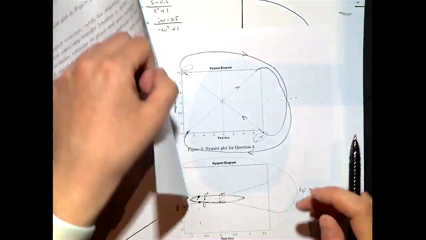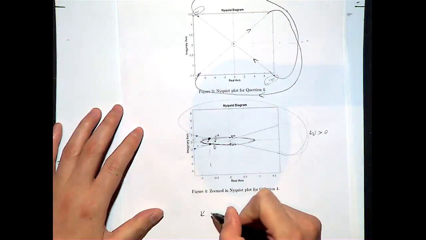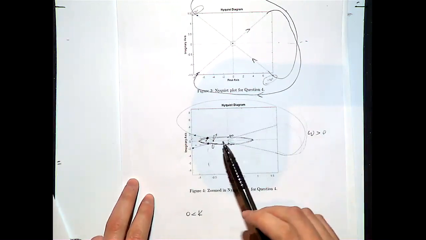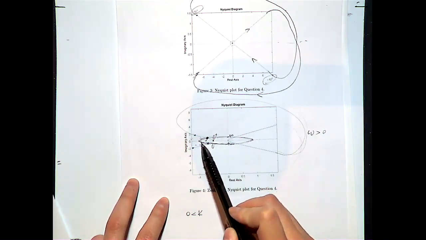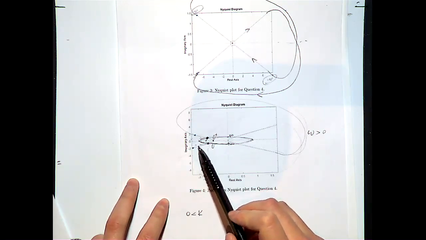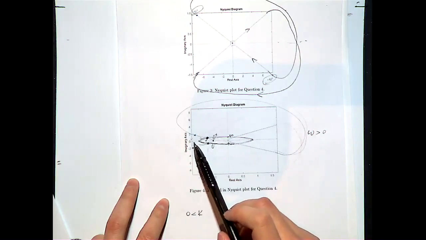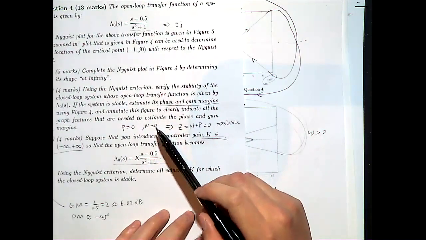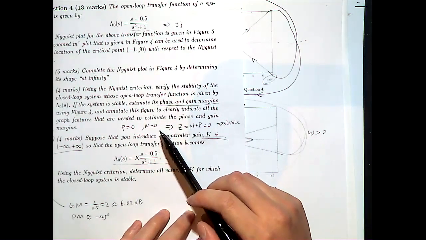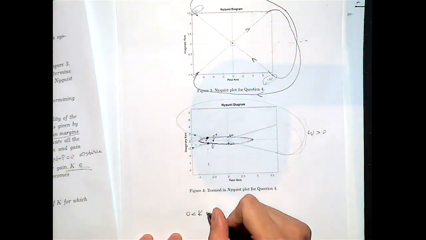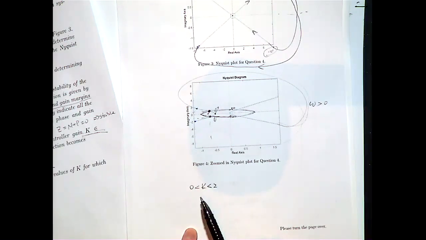So if you have K greater than 0, you can have stability, but it cannot go beyond 2, which is your gain margin. So once it goes beyond 2, you have encirclements with respect to your critical point, and then your N will no longer be 0, right? And hence, your closed loop system will be unstable, right? So you have the range of K smaller than 2, but greater than 0.